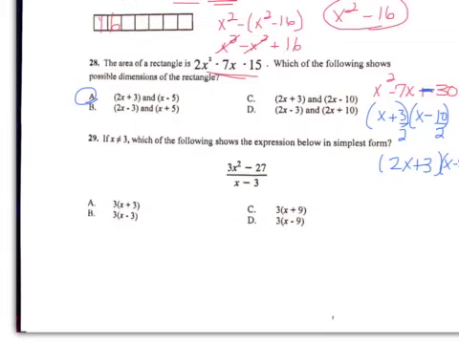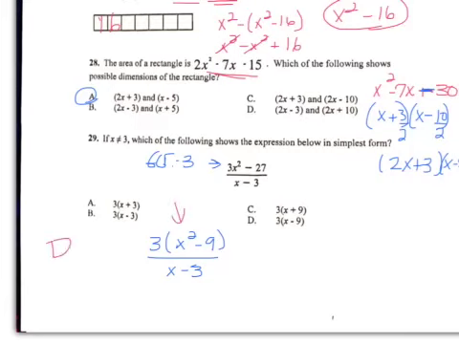Number 29, we're going to go ahead and factor the numerator first, and I see a GCF here of 3. So I'm going to pull the 3 out, and that's going to leave me with x squared minus 9 over x minus 3. And I still am not getting anywhere near the answer choices. So I'm going to look at this piece again, this x squared minus 9, and I might notice that as the difference of perfect squares.